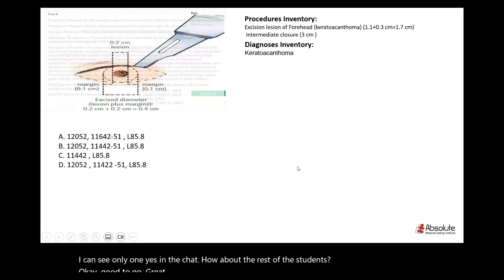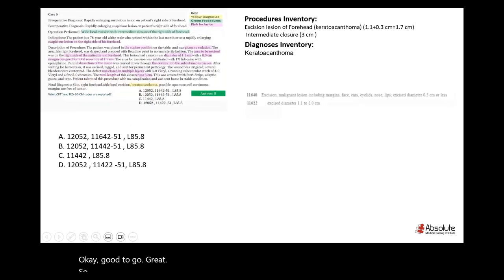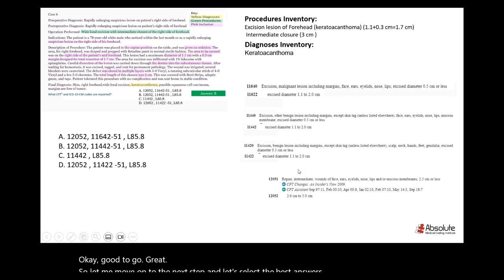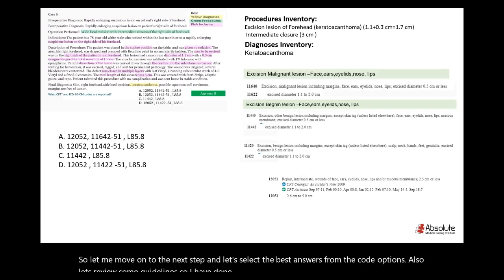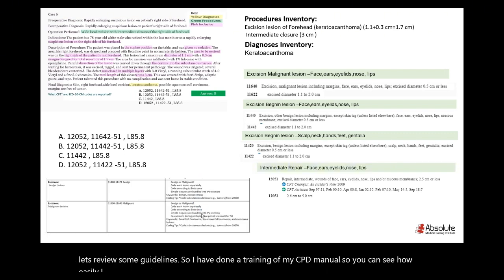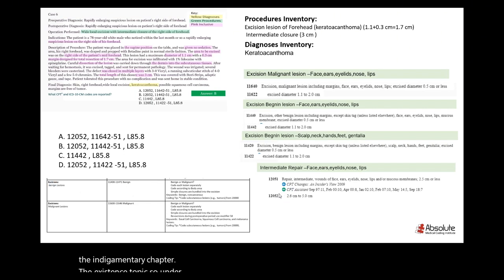Let me move on to the next step, and let's select the best answers from the code options. Also, let's review some guidelines. I have done the tabbing of my CPT manual, so you can see how easily I can get the correct answer with the help of tabs. And I have pulled up my FTRs for the integumentary chapter, the excisions topic. Under the excision, the first question you have to ask is: is the excision performed for a benign or a malignant lesion?